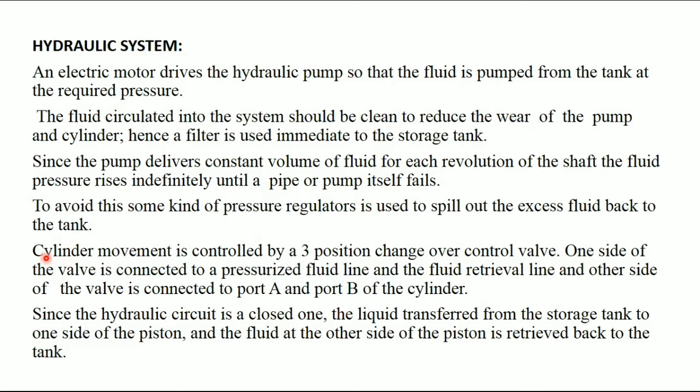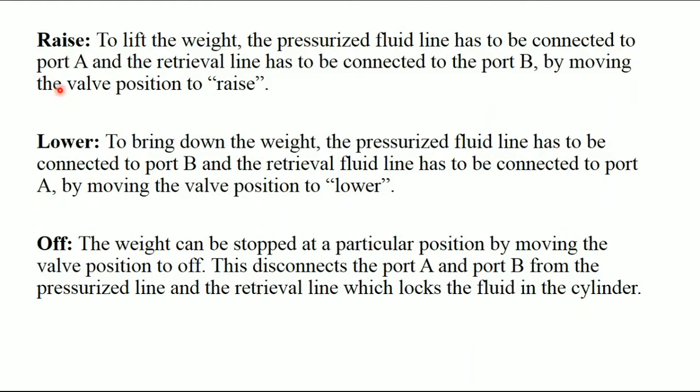The cylinder movement is controlled by a 3-position changeover control valve. One side of the valve is connected to a pressurized fluid line and the fluid retrieval line, and the other side of the valve is connected to port A and port B of the cylinder. Since the hydraulic circuit is a closed one, the liquid transfers from the storage tank to one side of the piston and the fluid at the other side of the piston is retrieved back to the tank. So these are the operations for rise, lower and off.